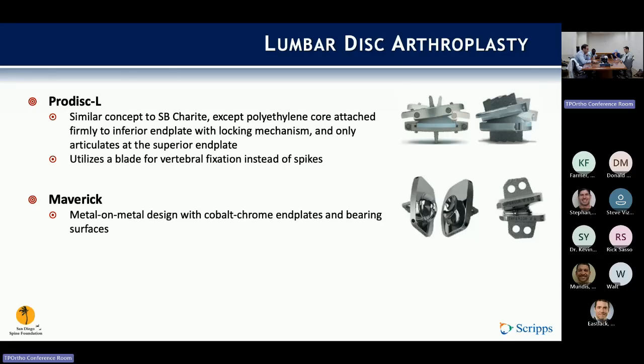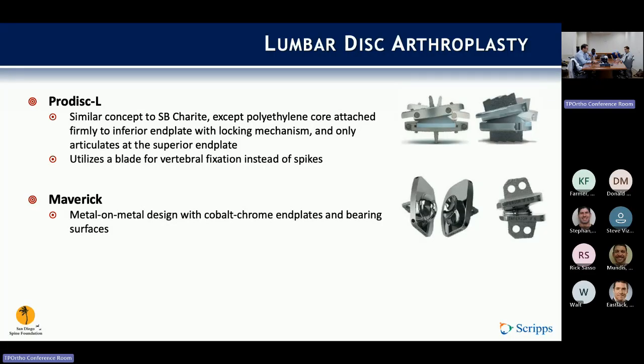The ProDisc L, which I think is probably the most commonly used lumbar disc arthroplasty today. Similar concept to the older designs, except for the polycore is attached firmly to the inferior end plate with a locking mechanism, and only articulates at the superior end plate. It utilizes a blade for vertebral fixation instead of spikes. And the Maverick, which is another commercially available device, which I haven't seen, but is available, is a metal on metal design with cobalt chrome end plates and bearing surfaces. And I think a lot of the metal on metal concerns with previous total hips definitely play a role here too.